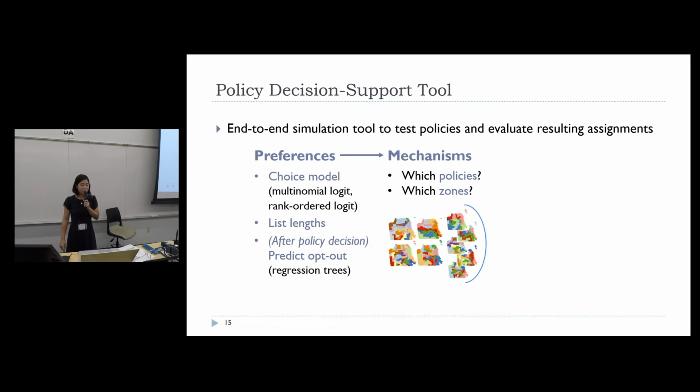And so how we did that was we have 3 components. The first is a very standard approach of building a multinomial logit choice model to predict students' utilities at all the schools. On top of that, because we want to see what the resulting assignment looks like and properties of the assignment, we did a couple of things that have not really been explored in the literature so far.